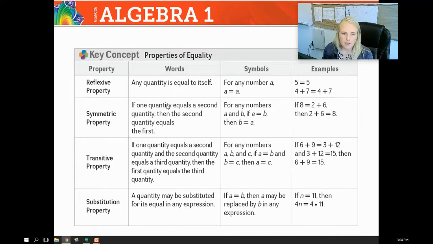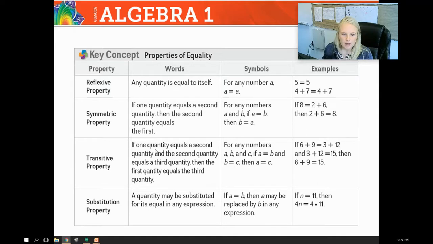Symmetric property. If one quantity equals a second quantity, then the second quantity equals the first. So for example, for any numbers A and B, if A equals B, then B is equal to A. That means if 8 is equal to 2 plus 6, then the same thing happens backwards. 2 plus 6 is also equal to 8.